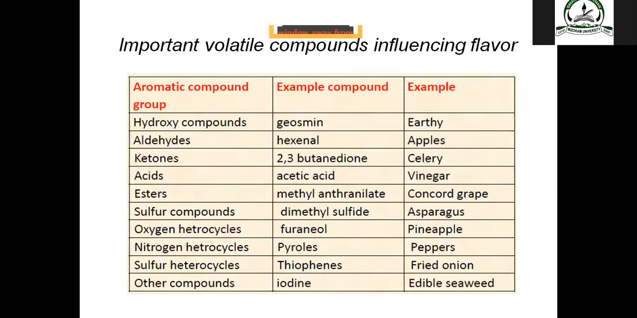Some of the volatile compounds which influence the flavor are hydroxyl groups, aldehydes, ketones, acids, esters, and sulfur compounds. Sulfur compounds means H2S, or dimethyl sulfide. Nitrogen content gases are used mainly in food quality detection. I'll show you some of the slides. Nitrogen is basically a main component of protein, so we have to interact with the nitrogen, and you can get the result.